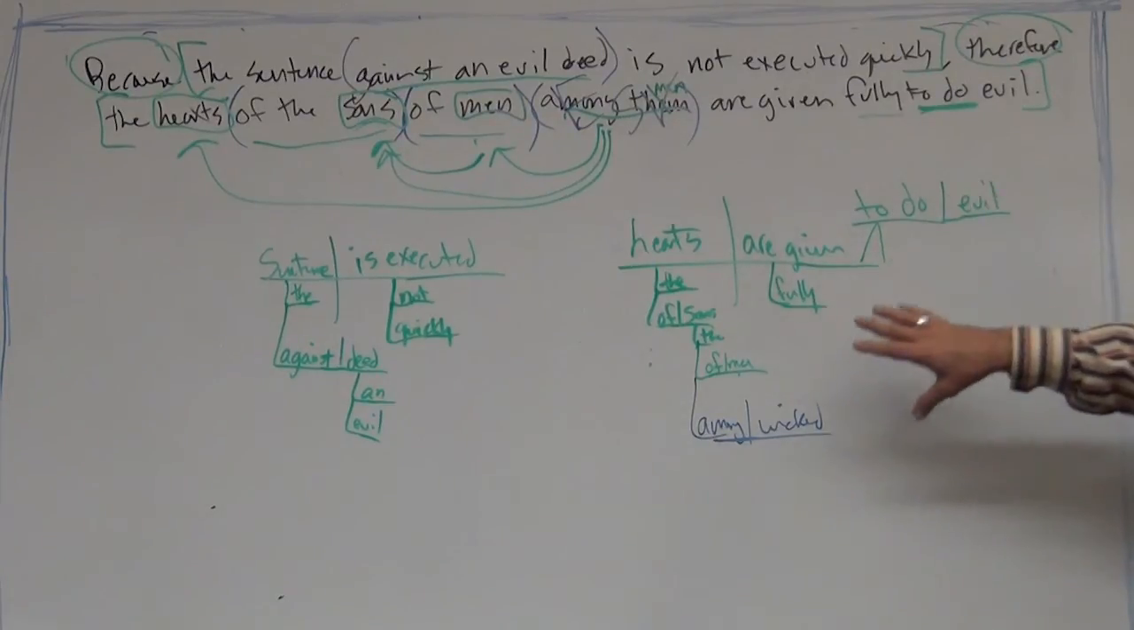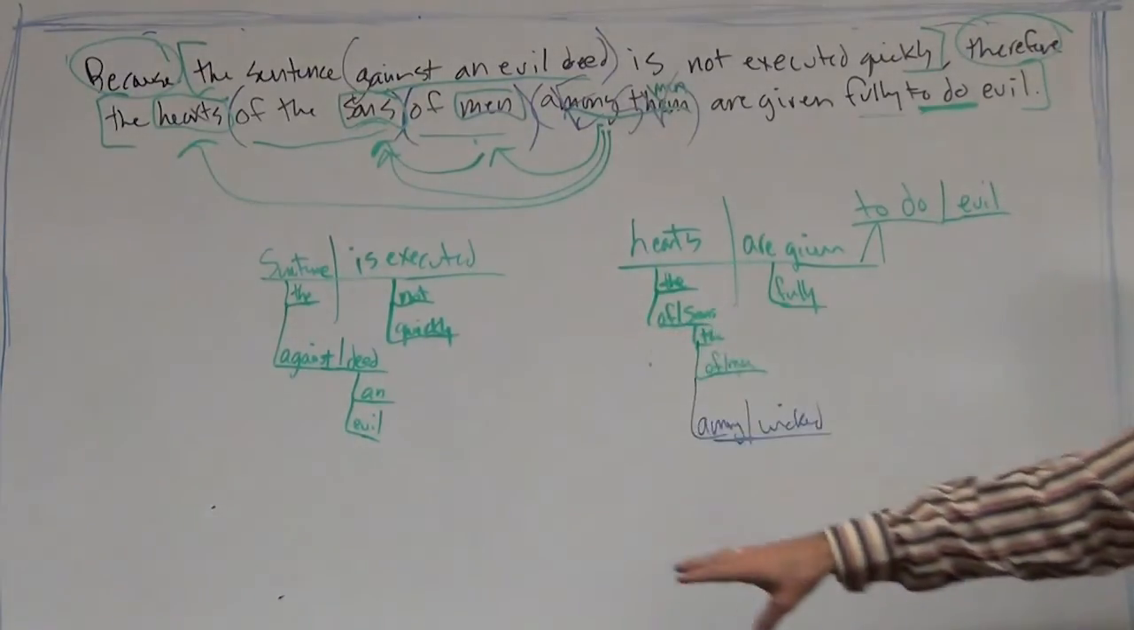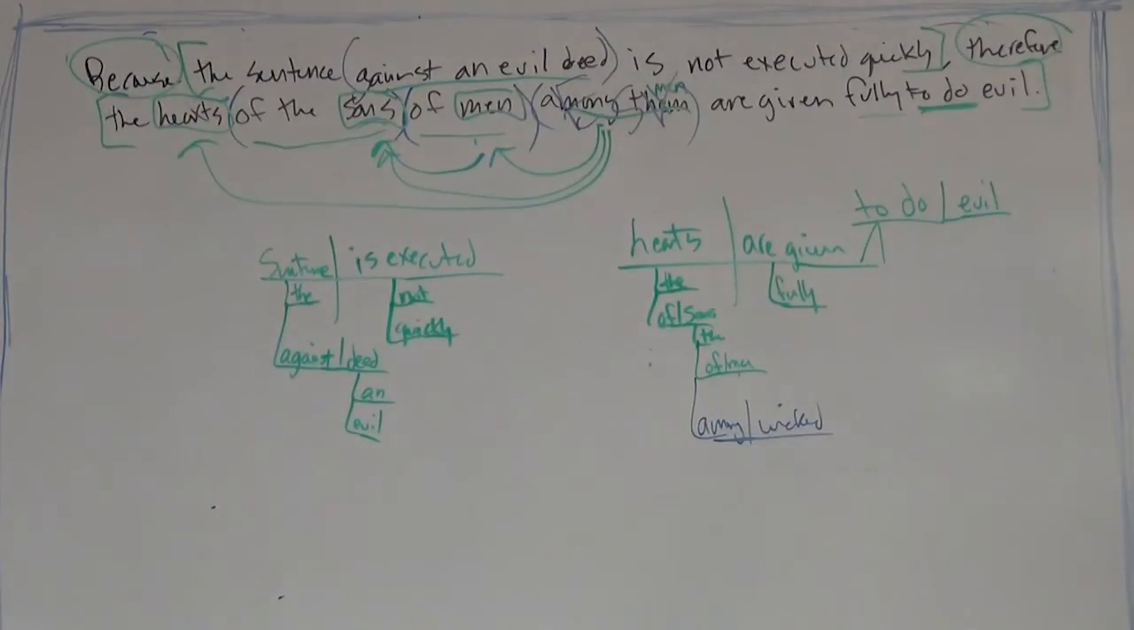What is the relationship between these two? The sentence isn't executed quickly. Hearts are given to do evil. What are our subordinating conjunctions telling us? And where do these clauses go?